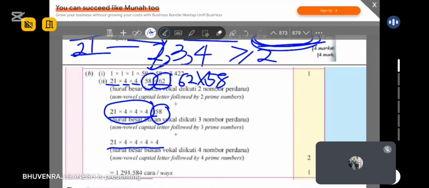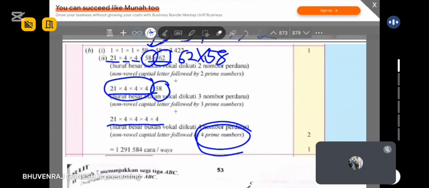Last case. 21 at the start. 4, because 4 prime number, 4. And yeah, you can repeat over here. Kamu boleh ulang. Sebab soalan tak kata apa-apa. The question never mention anything. So you assume you can repeat. So you just add up everything. Total you should get, wow, very big number, guys. Soalan nombor sangat besar. So this is your final answer.